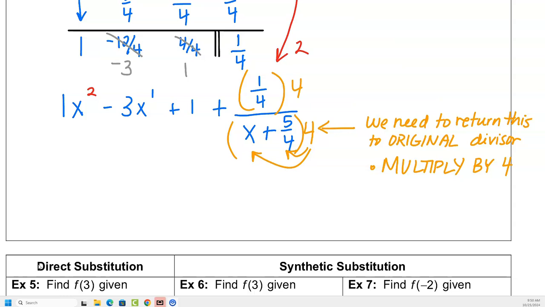And if you see here, our answer then is going to be x squared minus 3x plus 1 plus 1/4 of 4 is 1. And then you can see here, 4 times x is 4x, and then 4 times 5/4 is 5. And we are now done.